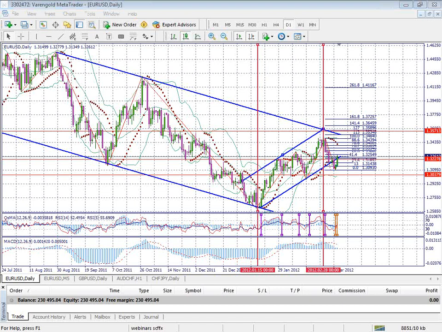Do you ever use Heiken Ashi instead of candles? No, no. I'm a lazy person.